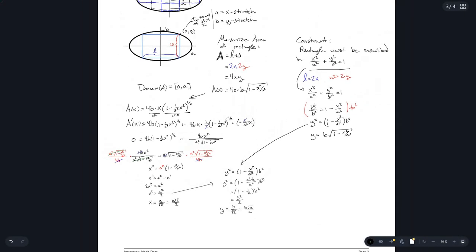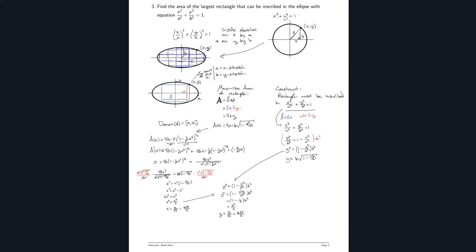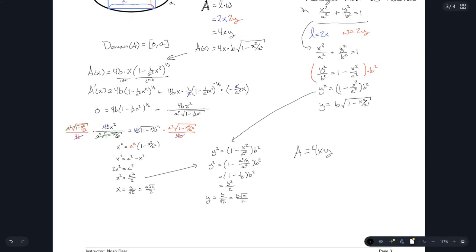Okay, let's go back. We're trying to find the area of the largest rectangle, and the area is going to be 4xy. So this is going to be 4 times a over root 2 times b over the square root of 2. Let's do it in the unrationalized forms for this part. And this is 4 times ab over 2, which is 2ab. And that's just a great formula right there.